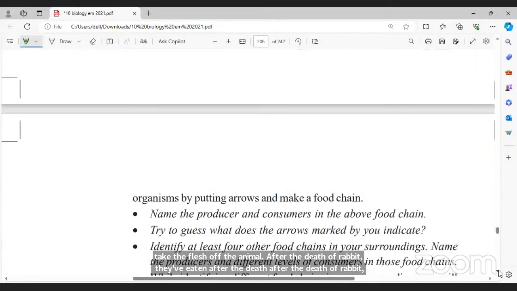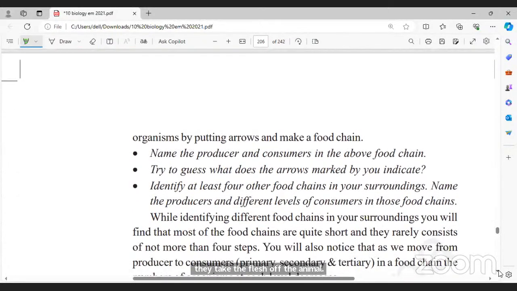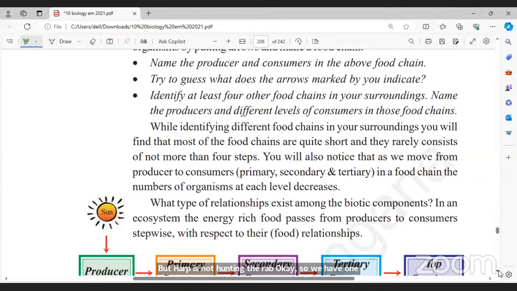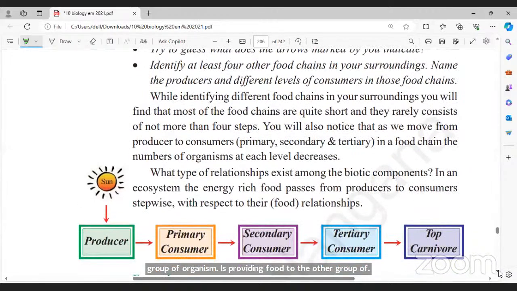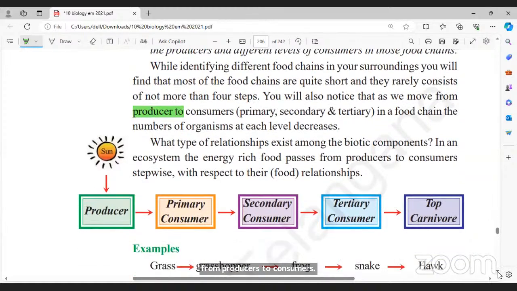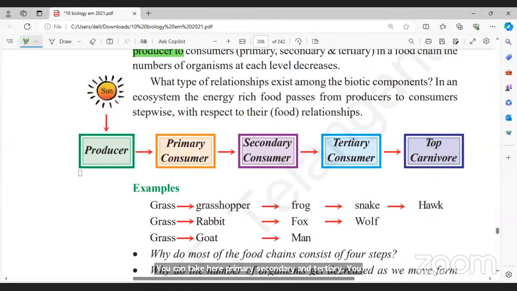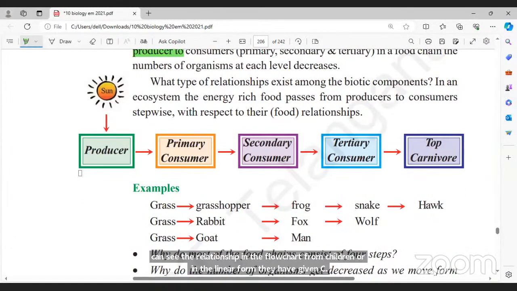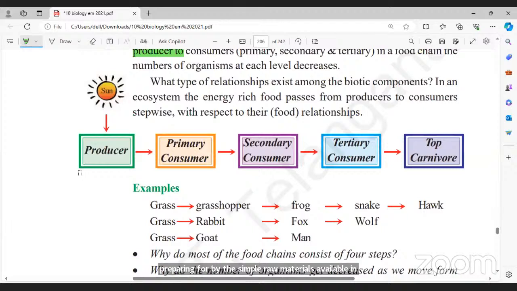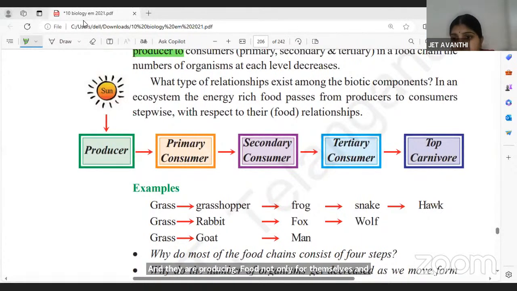So here, one group of organisms is providing food to the other group of organisms. In that way, we can place these organisms into different trophic levels, from producers to consumers, which you can take as primary, secondary, and tertiary. You can see the relationship in the flowchart form, children, or in the linear form they have given. See, producers, these are the primary producers. They are preparing food from the simple raw materials available in nature, and they are producing food not only for themselves but even for the entire community and all living organisms.